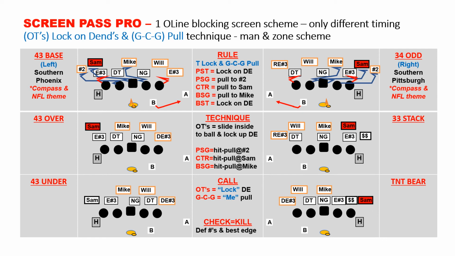The guard on the fast screen is the first guard. The diagram on the left is going to pass set, hit, and then go down the line looking for the number 2 defender. The center is going to do the same, looking for the Sam, and the backside guard is going to do the same, looking for the Mike.